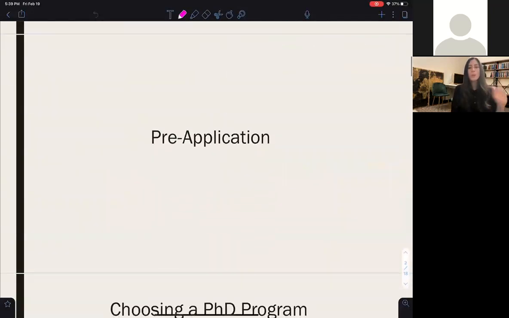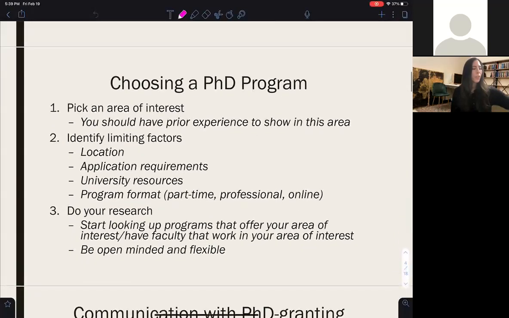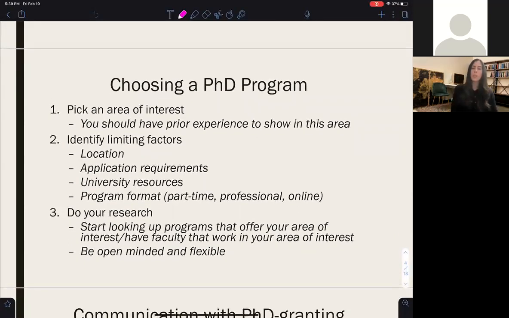Okay. So now that we have decided, maybe a little bit, if we even want to pursue a PhD or not, we're going to go through this process of pre-application steps, application steps, and then how to succeed once you're in a program. So I'm going to give you a crash course on, from now until you would finish your PhD, or at least until you would start your PhD, what to expect and how you can go about this process.